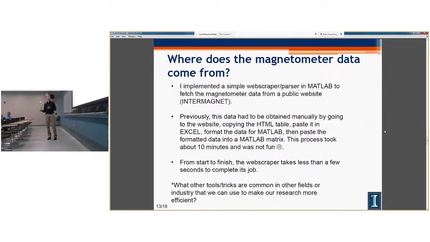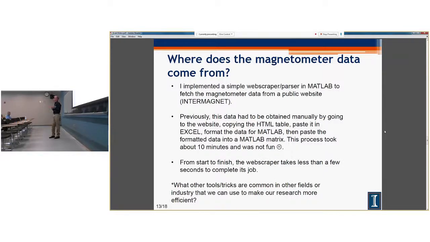So where does the magnetometer data come from that I've been talking about? The magnetometer data is the h of omega, or it's actually h of t that I get, and I take the Fourier transform of that to get the h of omega. This magnetometer data comes from public websites that publish real-time magnetometer data, usually at NASA centers, or some utilities have magnetometers that they monitor also. So I get this data off the internet.